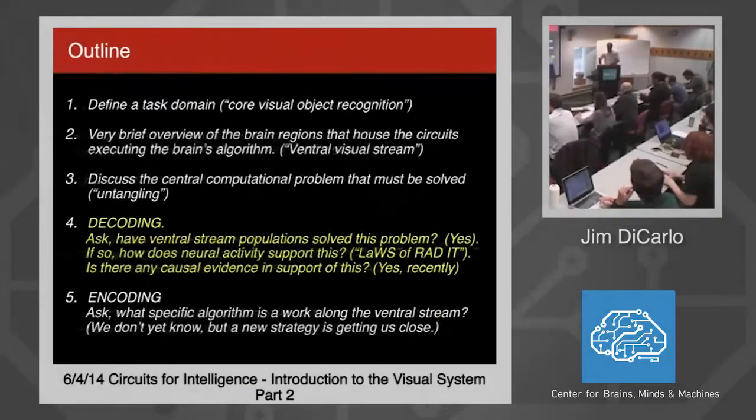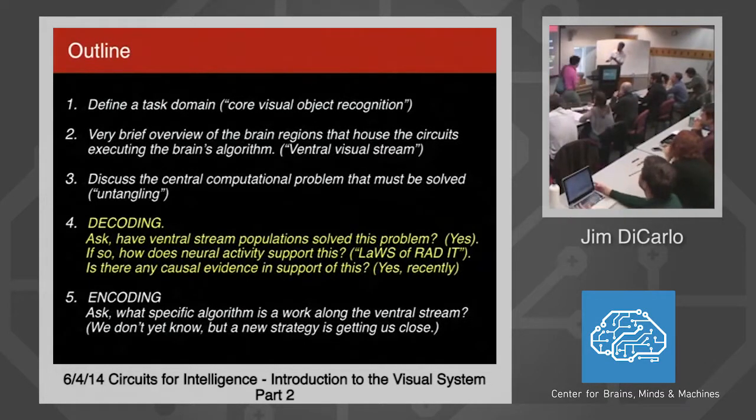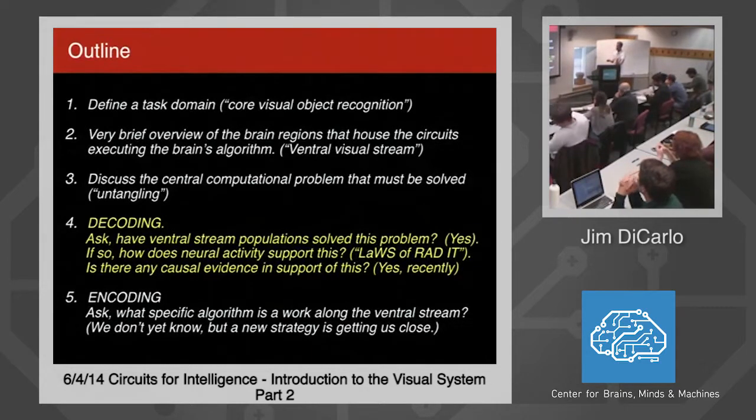All right, so I kept talking about what the data says, so let's now take you through some of the data. This was the part where I was trying to set up a hypothesis, so this is the part where we're going to talk about evidence. Maybe what I showed, thank you, Tommy, on the last slide that we discussed a lot. What's the evidence that ventral stream populations have solved the problem as I've defined it?